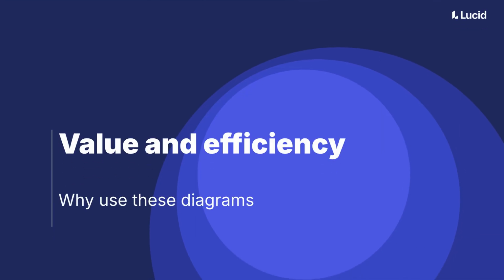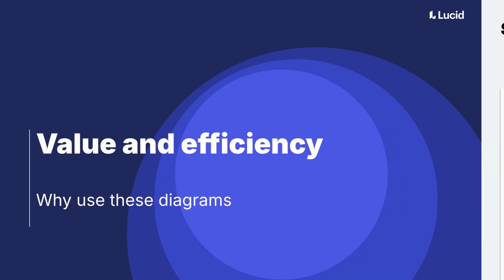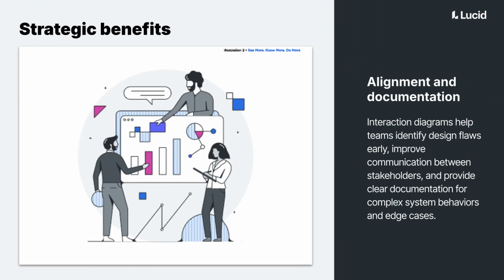Understanding the how is important, but why should your team take the time to build them? Let's look at the benefits of using interaction diagrams. These diagrams help you spot bottlenecks before writing a single line of code. They act as a source of truth, ensuring developers and stakeholders stay aligned on system requirements.